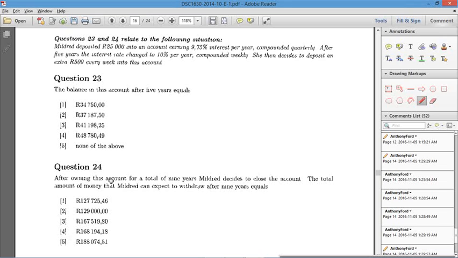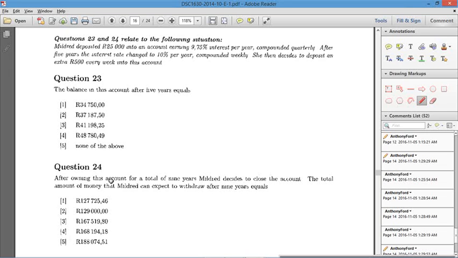Right, question number 23. The balance in this account after 5 years equals. Okay, remember this is looking at Mildred depositing 25,000 into an account, compounded quarterly. After 5 years, the interest rate changes. Right, she deposits an extra 500 every week into this account. The balance of the account after 5 years is.